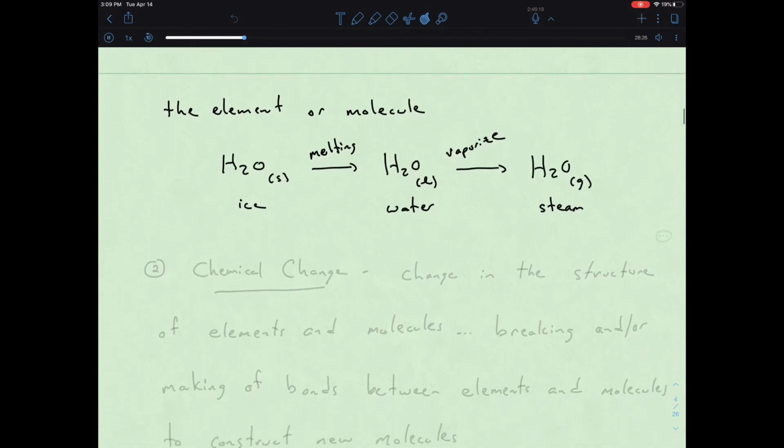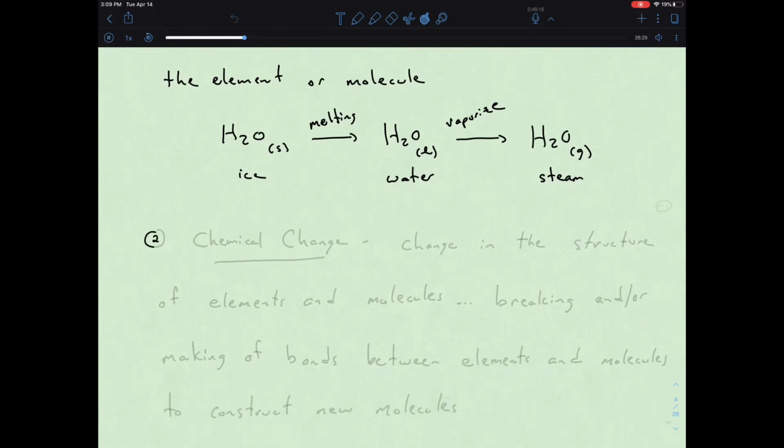Chemical change is basically looking at a change in the structure of elements and molecules.